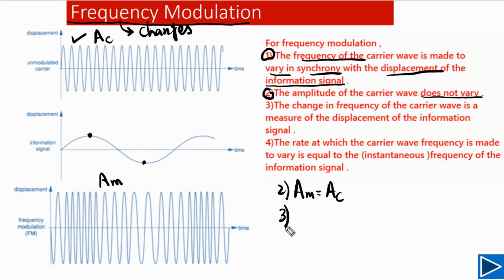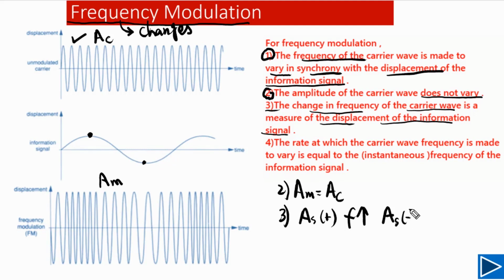Now let's move on to the next point. The third point is simply telling us the change in the frequency of the carrier wave depends on the displacement of the information signal. When the displacement of the signal is positive, the frequency of the modulated wave is increasing. And when the displacement of this signal is negative, the frequency of the modulated wave is decreasing. So this is what this point is telling us.